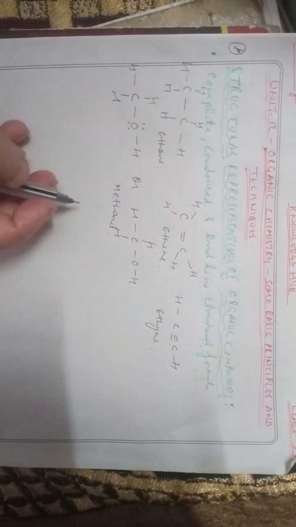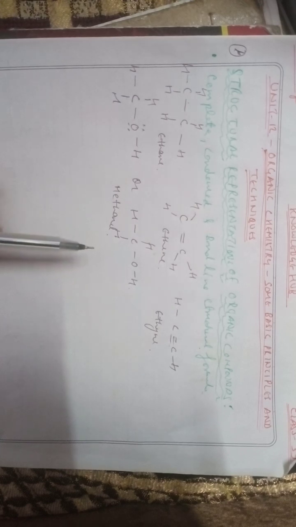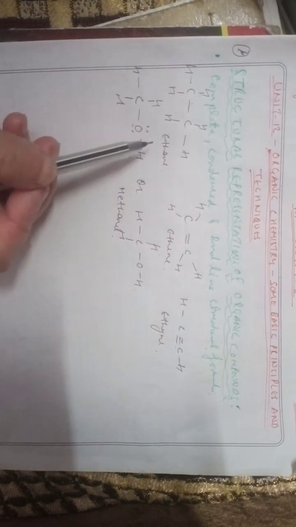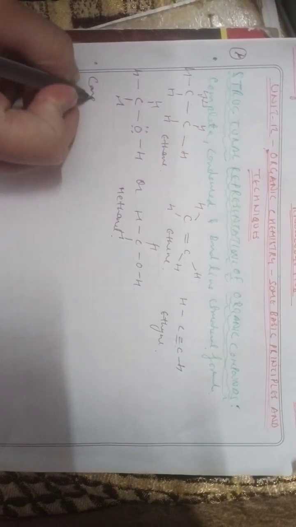Coming towards these structures or formulas, they can be abbreviated by omitting some or all of the dashes representing the covalent bonds, and by indicating the number of identical groups attached to an atom by a subscript. The resulting expression of the compound is called a condensed structural formula. That is called the condensed, and this is for your complete. Now we talk about the condensed.